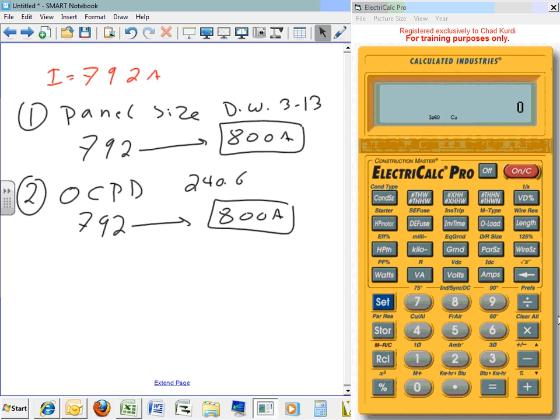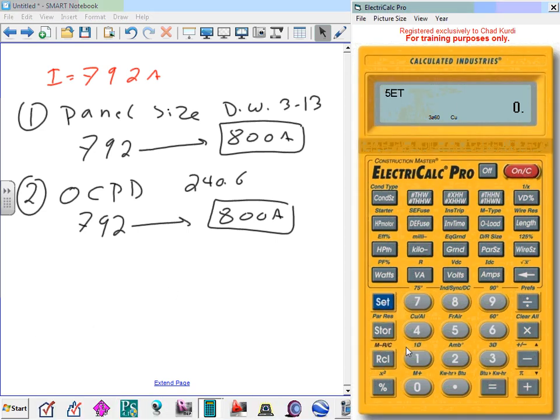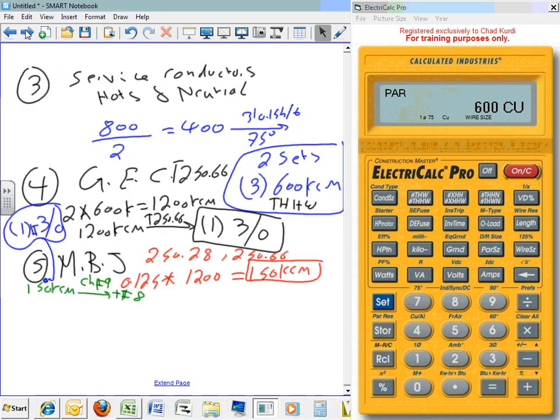Okay, let's go do that one, guys. This is single phase. Let's change my calculator quick to set single phase and set 75, because I know I'm higher than 100 amp equipment. So I have an 800 amp piece of cake. Here's my 800 amps, and we're at copper, and I need to parallel two sets. I came up with 600, right? Two sets of 600. Everybody came up with the same? Okay.